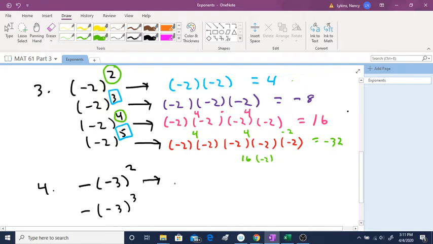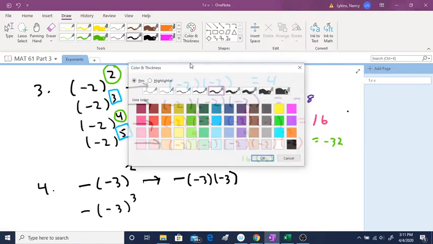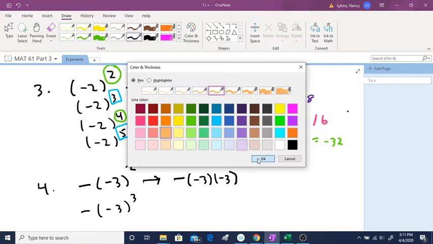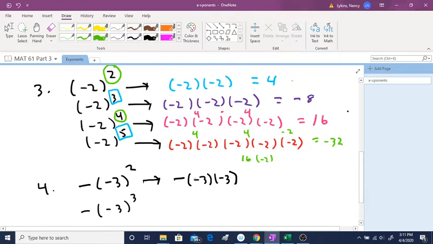For the first one, we could say, okay, you've got this negative sign, but then you also have -3 times -3. So look at this. I've got 1, 2, 3 negative signs. So since that's an odd number, that means my answer is going to be negative. And 3 times 3 is 9.